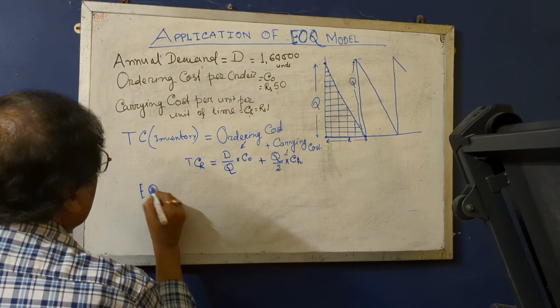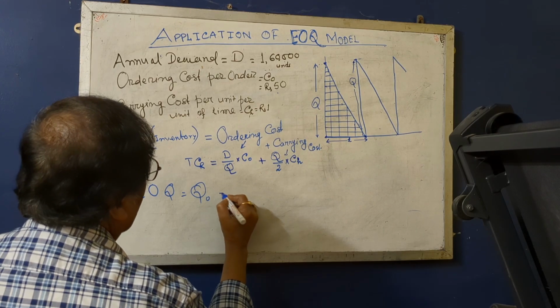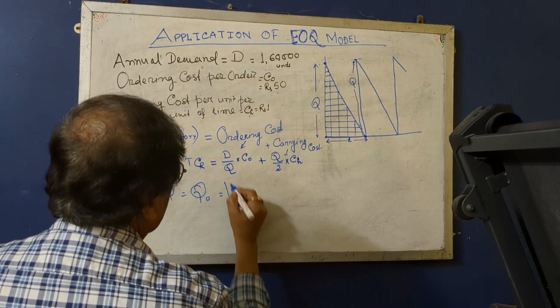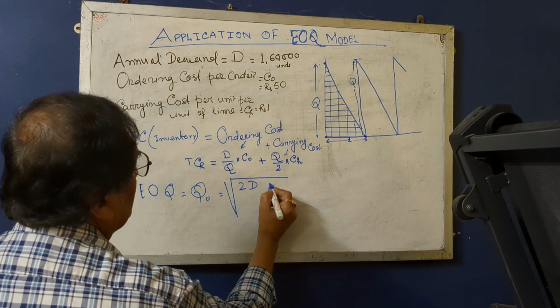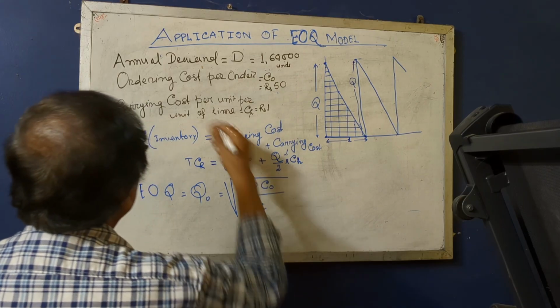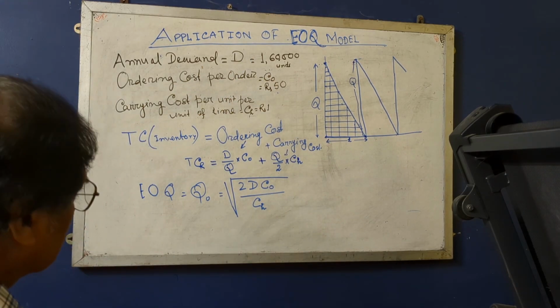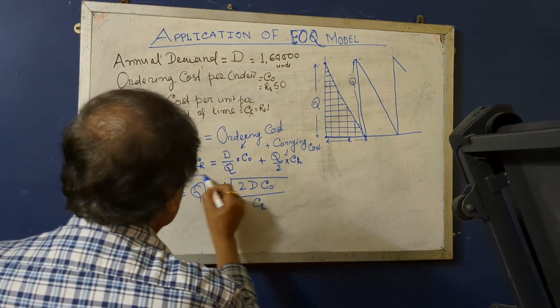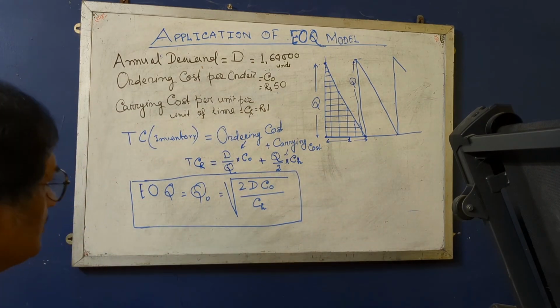The economic order quantity will be this. EOQ, Q star, this is optimum, that's why it is written in this way. The formula will be the square root of 2 D CO divided by CH, where D is the demand, as already mentioned, CO is the ordering cost, and CH is the holding cost. So with the application of this, you can find out the economic order quantity. I think it is clear.